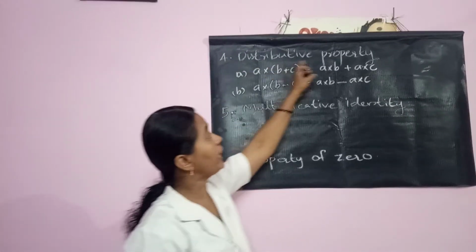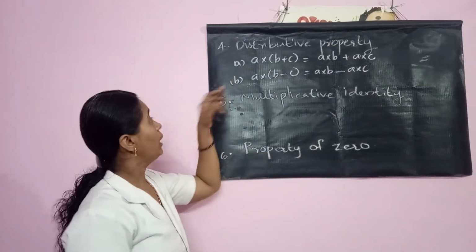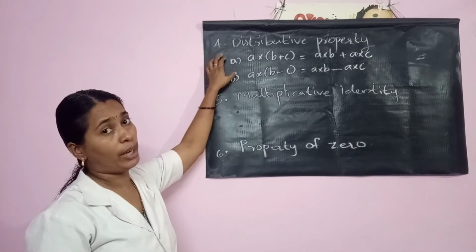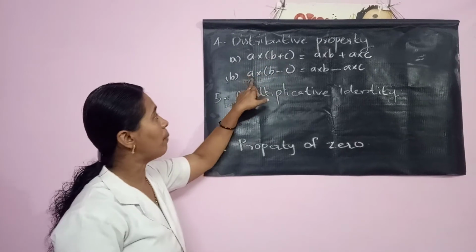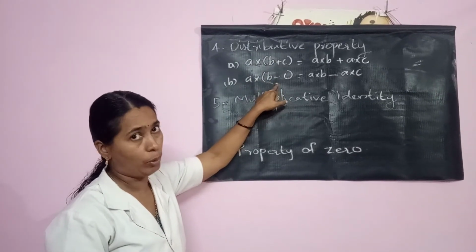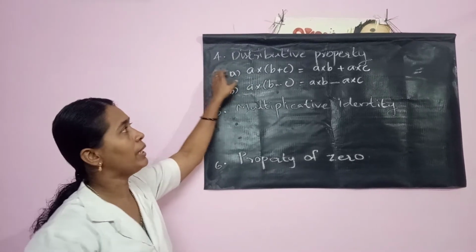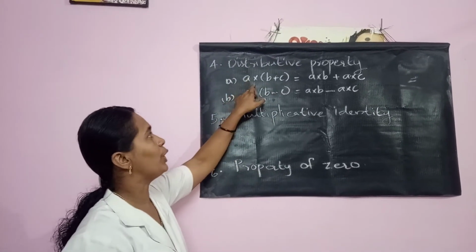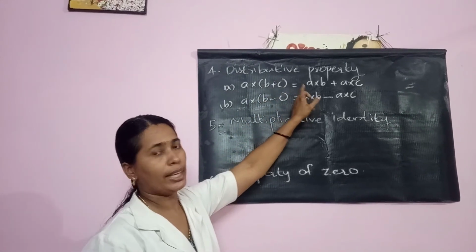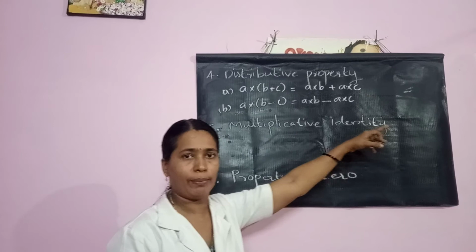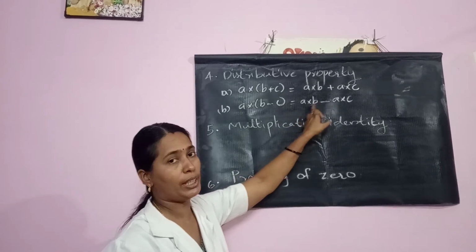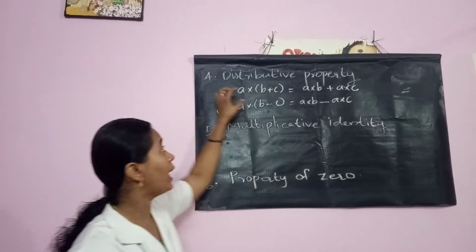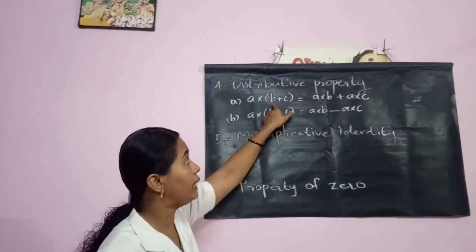Let's move to another property, that is the fourth one, the distributive property. According to the distributive property, we have to consider 2 conditions at a time: multiplication over addition and multiplication over subtraction. Both we have to consider. For the first one, if A, B, C are any 3 integers, then A into B plus C can be written as A into B plus A into C. Similarly, the other one, A into B minus C can be written as A into B minus A into C. Here we are distributing A to B and C.